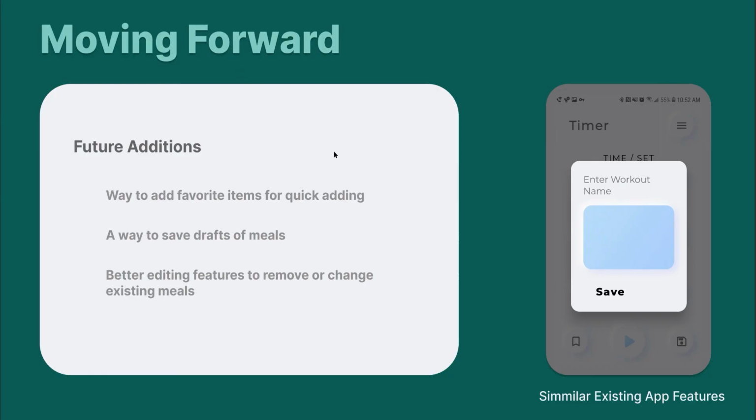Moving forward, some additions I plan to add are ways to favorite items for quick adding to your meals, a way to save drafts of meals so you can cancel out and come back halfway through without losing your progress, and finally, better editing features to remove or change existing meals. We hope that adding these features will not only help our users cut calories, but cut right to the chase and get them in shape and working out.